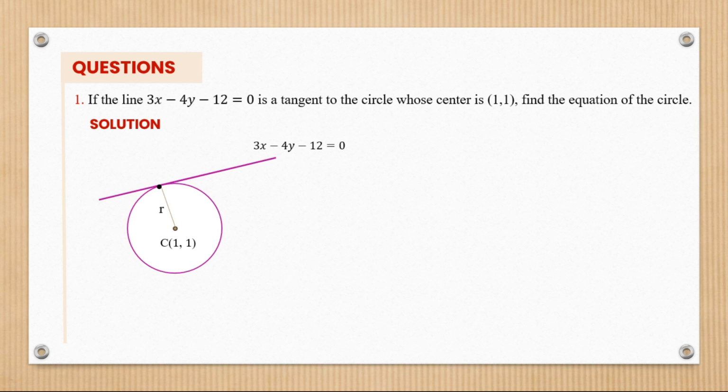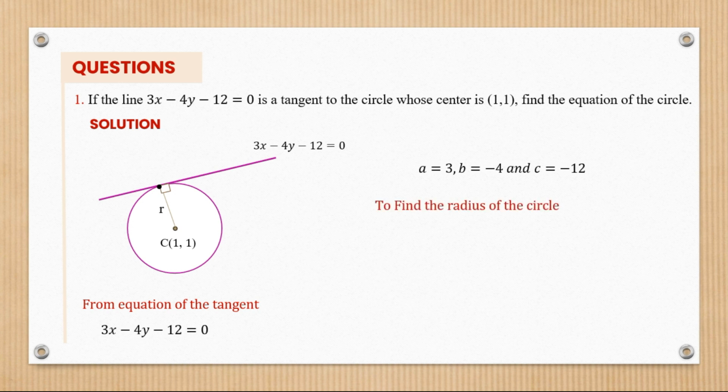Remember that once we know the radius, we can already find the equation of the circle because we already know the coordinates of the center. So in this case, we're going to just quickly find the radius. So the equation of the tangent is given this way. Now remember, for us to use this formula, the equation of the tangent should be arranged in the form x first, y second, and then the other value, and then we shall equate that to 0. So you can see that a shall be 3, b shall be negative 4, and c shall be negative 12.